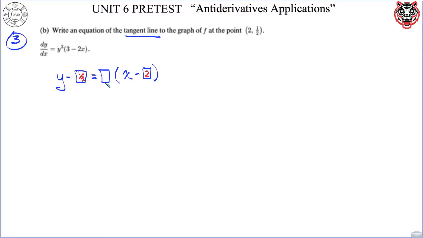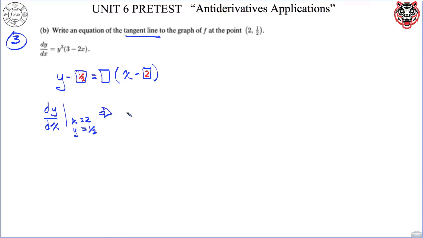And what are we missing? We're missing slope. How do we find slope? Slope is whatever is over here, and we can just plug in x and y. So let's do that. The way to be formal about this, and you don't have to be formal, you just need to find a slope, is to say I'm finding dy/dx when x is equal to 2 and y is equal to 1/2. There's another way to write this that's simpler, but that's the way I like to write it.